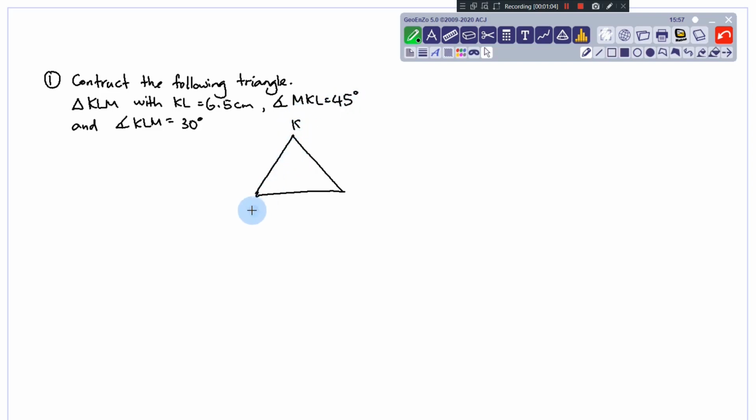Okay, triangle KLM. KL is equal to 6.5 centimeters. Angle MKL, which will be here, is 45 degrees. And angle KLM, which is here, is 30 degrees. Now we have a diagram, so we can just refer to this diagram and plan. Start from which part first? Okay, so here I'm going to draw KL first. Just draw a straight line.